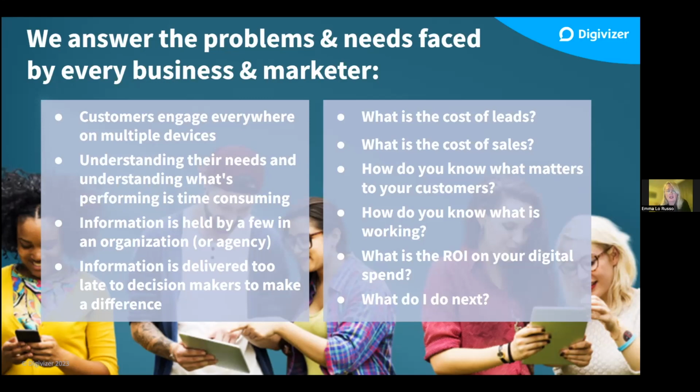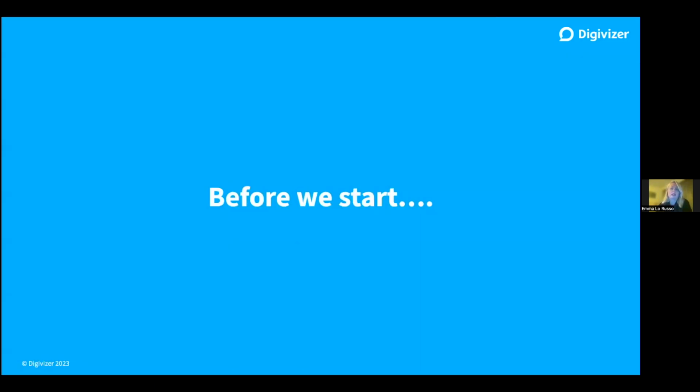I've seen in large organisations where reports come 2 months after the end of a quarter when the next quarter is already live, and that's the problem for those managers that are actually trying to plan and get the best out of their budget. So we focus on making sure it's really easy to understand what's that cost of lead, the cost of sale, how do you know what matters to your customers, how do you know what is working, what is that ROI in your digital spend, and what do I do next?